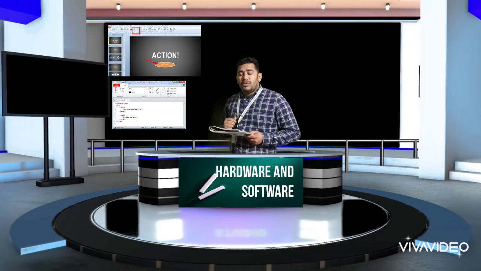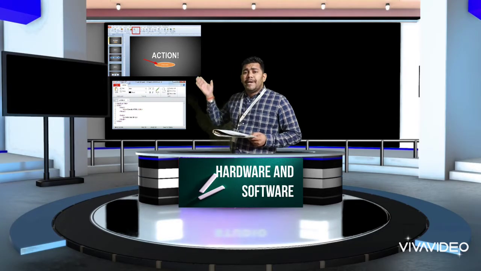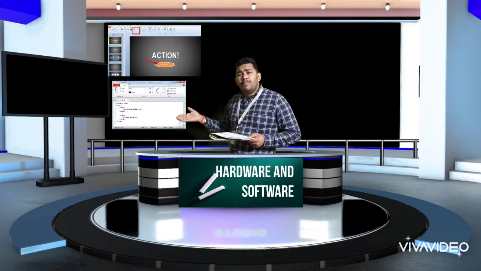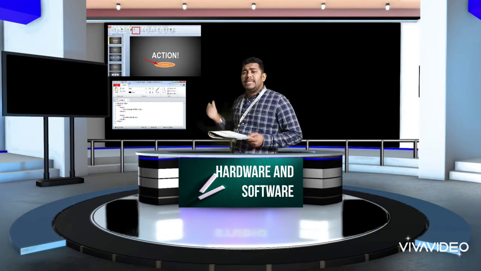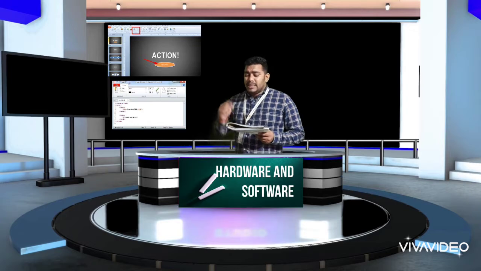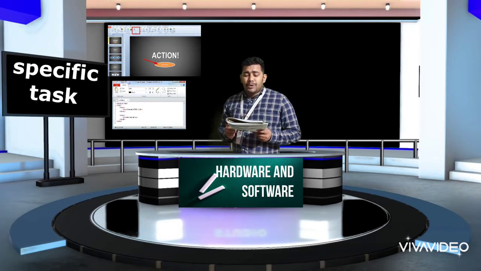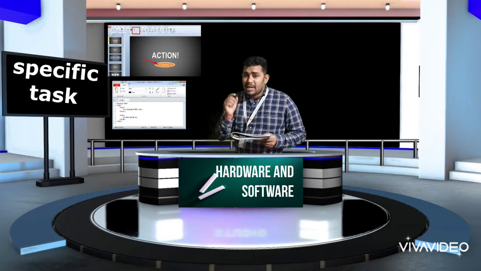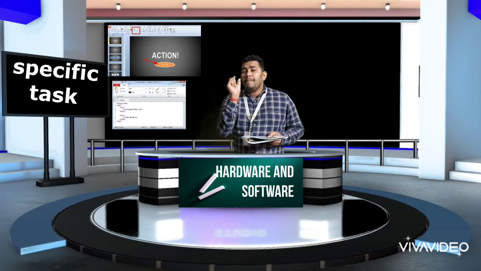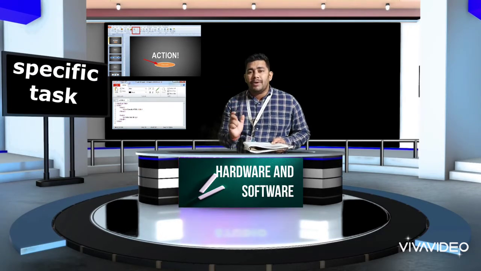Like your MS Notepad, MS Word, PowerPoint, everything, whatever you can see. These are your specific application software. Just read the term: application software is designed to perform a specific task. Remember the key point, that is specific task. This is the key point you need to remember.